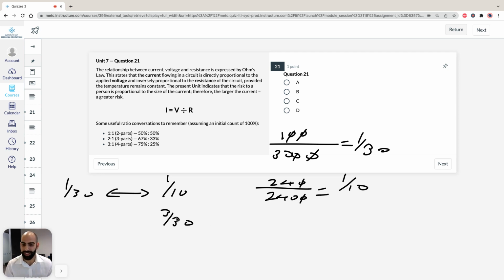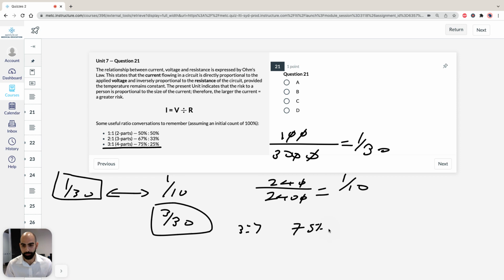It's not going to mean that it's going to be 2 to 1, because some students might see this and say, well, there's 3 parts more, so it's going to be a 2 to 1, but that's not true. What we have here is 4 parts. So keep in mind, we've got 4 parts here. So therefore, we have a 3 to 1, and that means it's going to be a 75% to 25%.